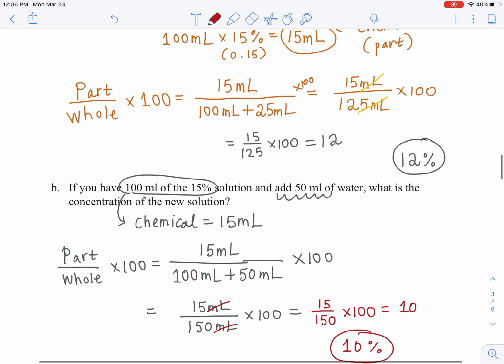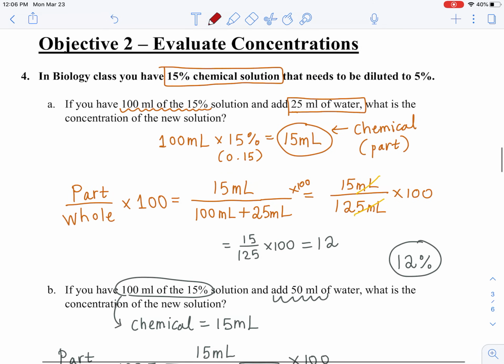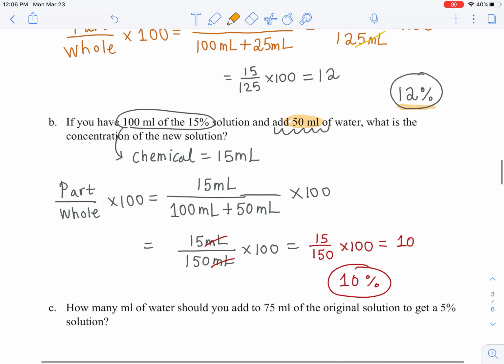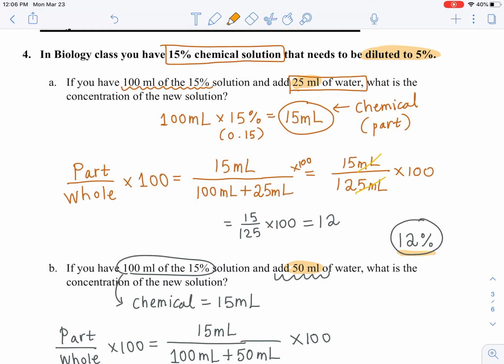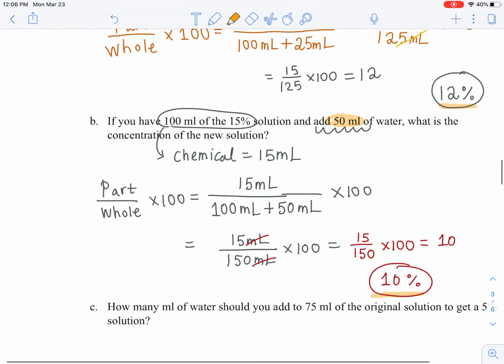Now, what was the goal? They wanted it to be diluted to 5%, right? We're getting there. Take a look. We added only 25 milliliters of water, then we got 12%. But if we added 50 milliliters of water, then we got it down to 10%. We want to keep on adding more water so that it goes down to 5%.